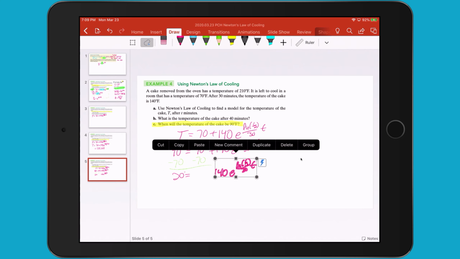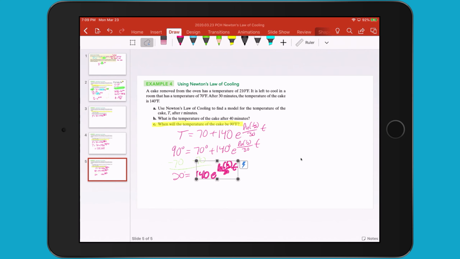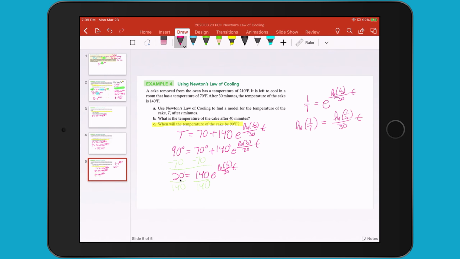Okay, so now what I'm actually going to do is divide both sides by 140. And 20 divided by 140 will give me 1/7, which equals e to the natural log of 1/2 over 30t. Now I take the natural log of both sides, and that just gets rid of the e as we saw before. And I'm looking at this equation.